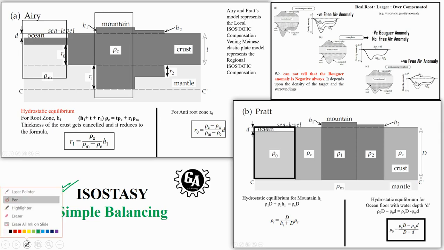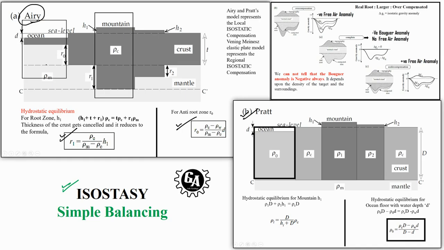So here you can see this is your root zone r1, this is for Airy, for the anti-root zone this one, and this is for Pratt. You can see in the Airy hypothesis the depth of compensation is changing, but in Pratt, the depth of compensation is fixed and the density is changing.